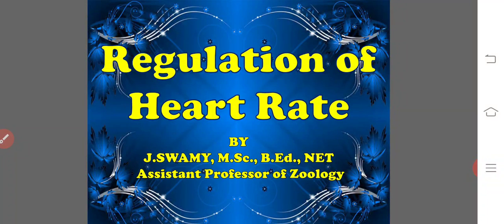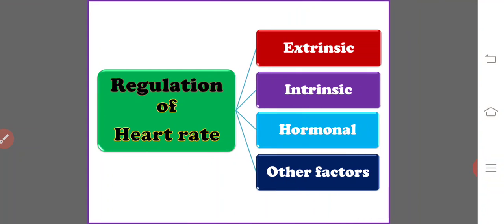Today we are going to discuss the regulation of heart rate. There are factors which show their effect on the heart rate. They are classified into four types for our convenience. They are namely extrinsic factors, intrinsic factors, hormonal factors that regulate the heart rate, and other factors. Let us see one by one.